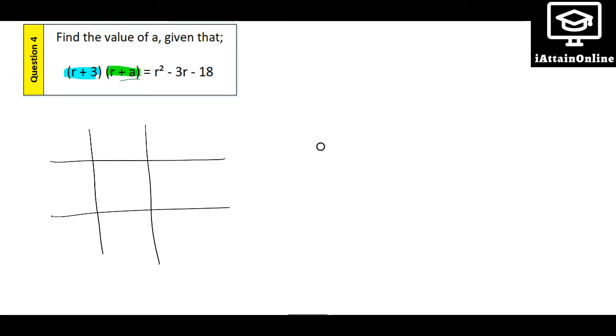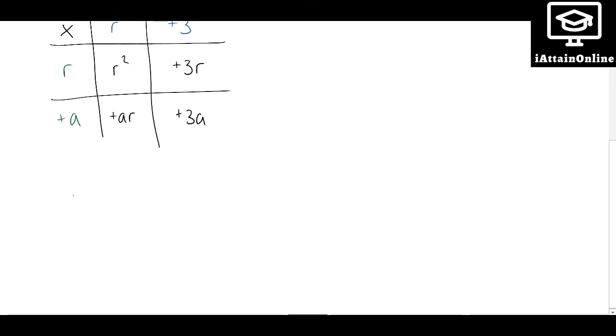So down the side, along the top, I'm going to write r plus 3, and down the side, I'm going to write r plus a. I'll worry about what's on the right hand side of the bracket later. So r times r is r squared. Positive 3 times r gives you plus 3r. Positive a times r is plus ar. That's the same as plus ra, but we tend to write them in alphabetical order. Okay, and now 3 times a gives you plus 3a. So I've expanded, just write the expanded form.